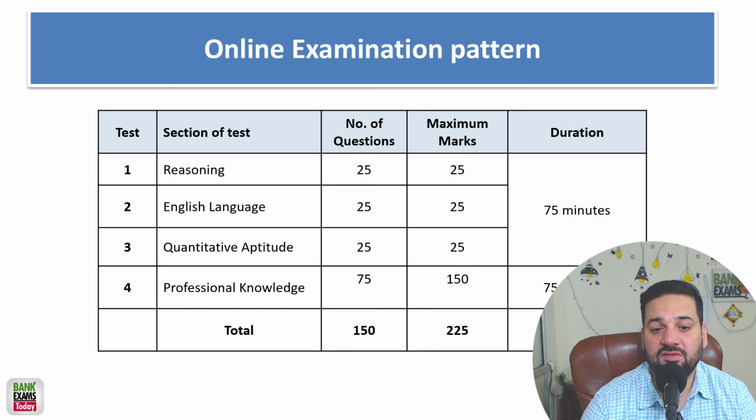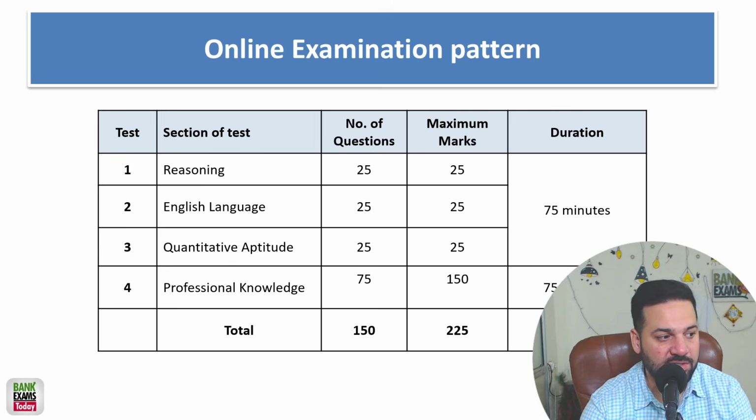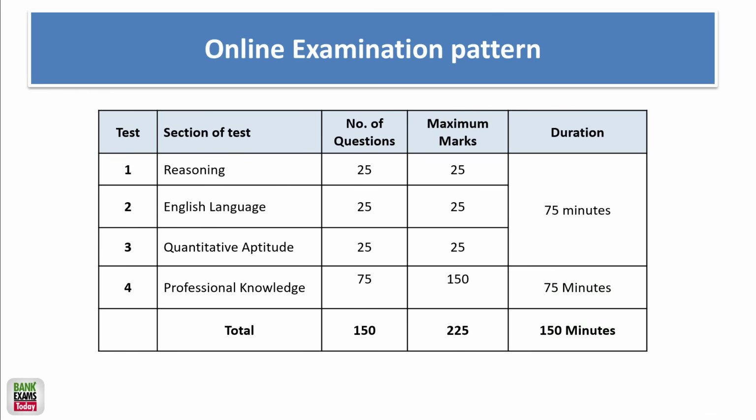Okay. This is the exam pattern. There is reasoning ability, English language, quantitative aptitude, and professional knowledge section. The professional knowledge section has 75 questions for 150 marks, and reasoning, quant and English have 25 questions, 25 marks each. You need to answer all these questions within 150 minutes. Sectional timing is 75 minutes for professional knowledge and 75 minutes for quant, reasoning and English combined.